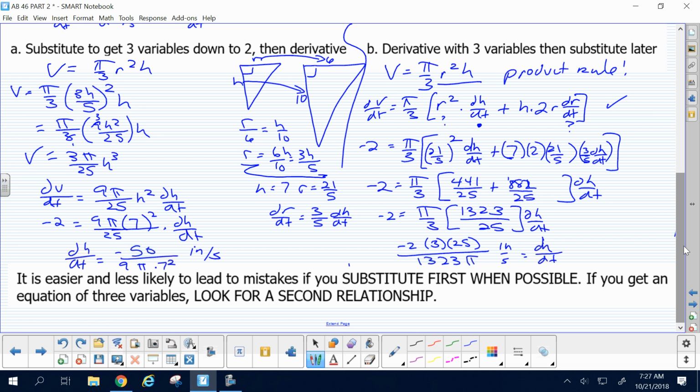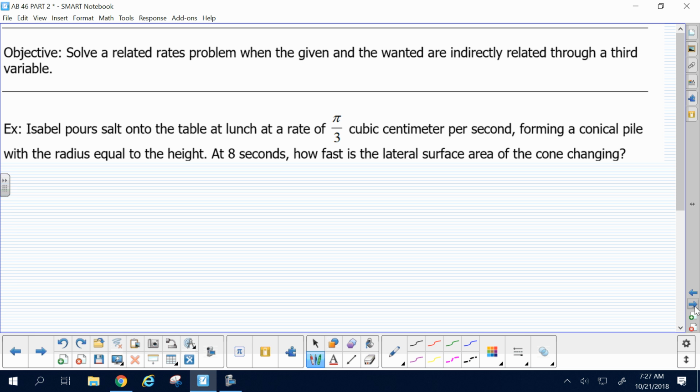Another possibility is when you have an indirect relationship. For example, if Isabel pours salt onto the table at a rate of pi over 3 cubic centimeters per second, that's a volume change. They ask about how surface area is changing, or lateral surface area is changing. Those two don't relate to each other. So in such a case, I try and shoot for an in-between measure, like the radius or the height. And if I could use dV dt to inform me about how the radius or the height is changing, then I could use that in a second problem to find out how the lateral surface area is changing.